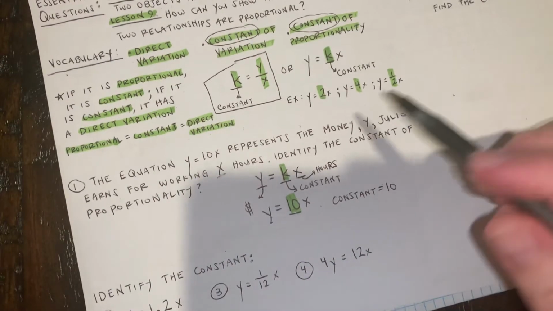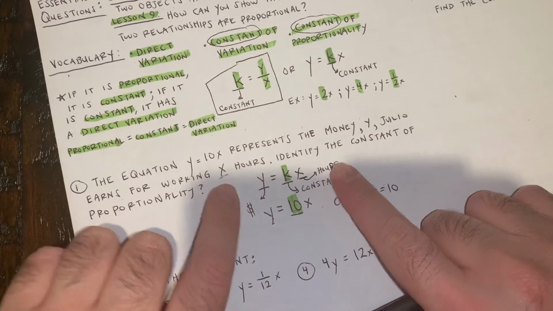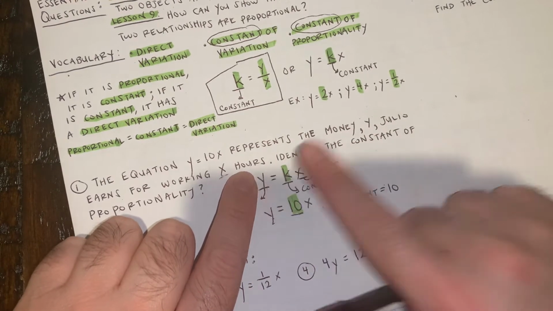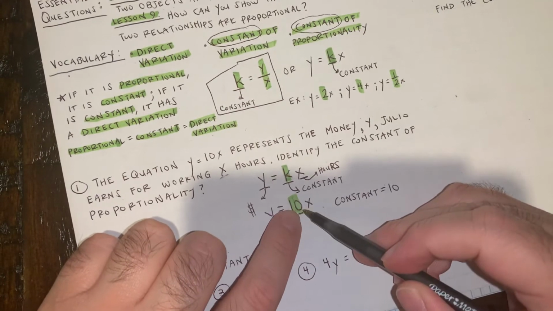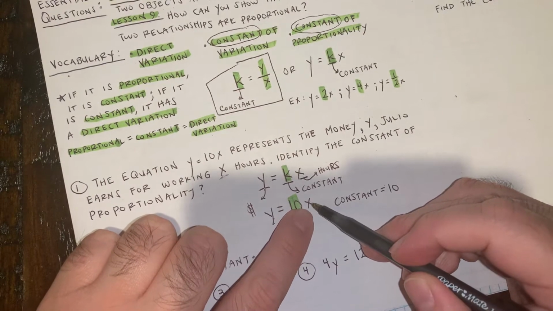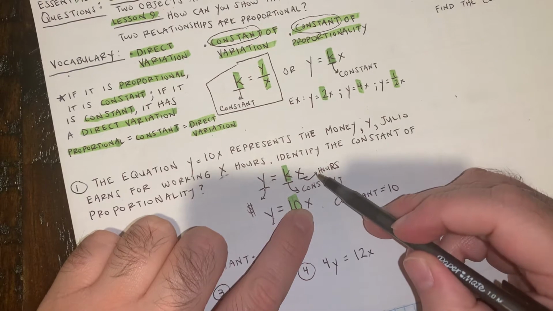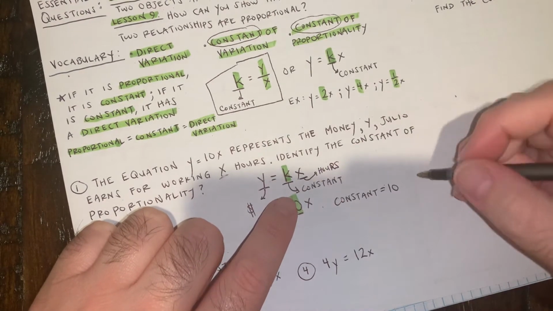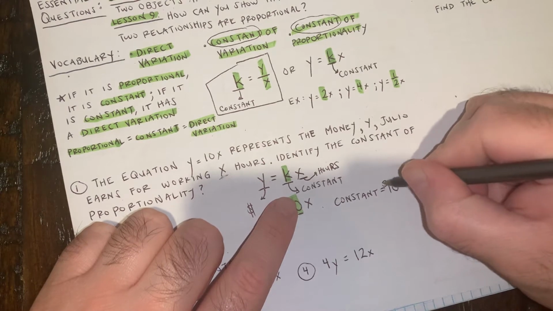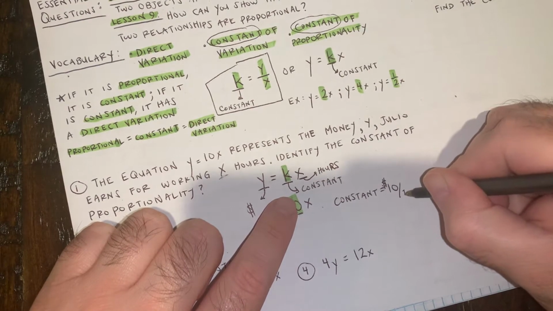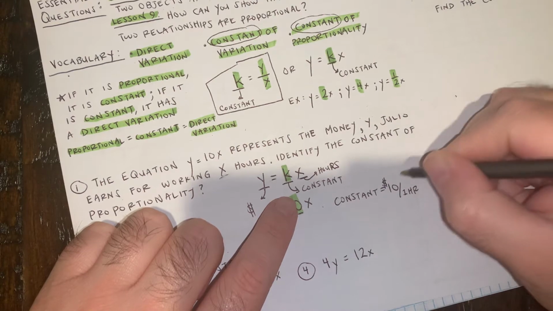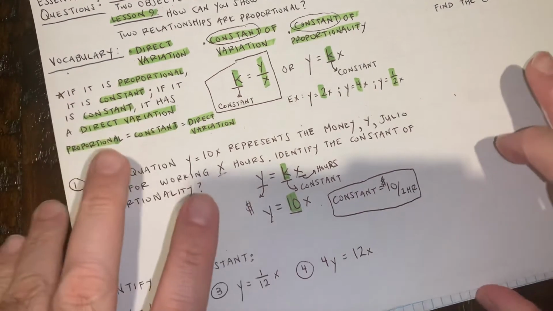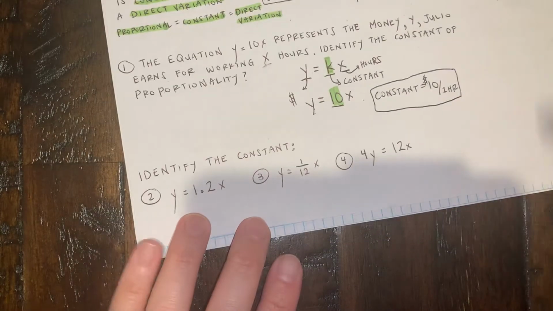Now let's break it down for this problem. Y represents money and x represents hours. So look, you're multiplying 10 with x, and x is hours. 10 with hours. That means that basically what the constant means is you're getting paid $10 every 1 hour. So that's going to be how you break down the constant. Okay, now let's do some quick examples just so you guys understand.